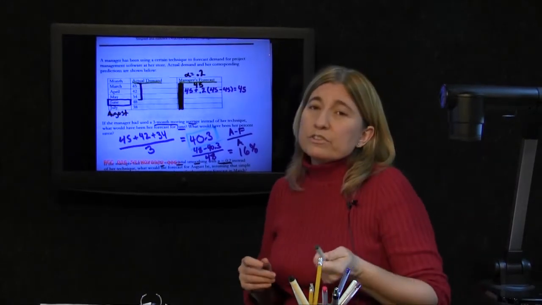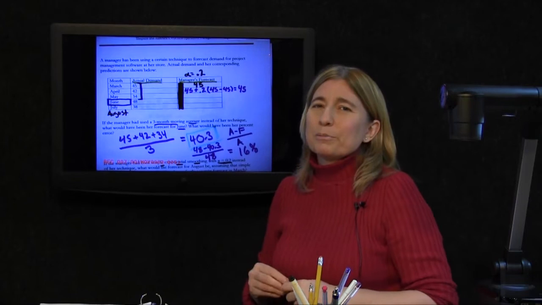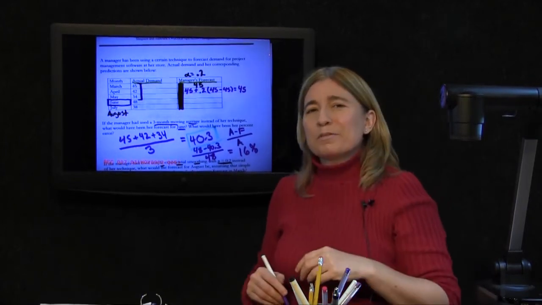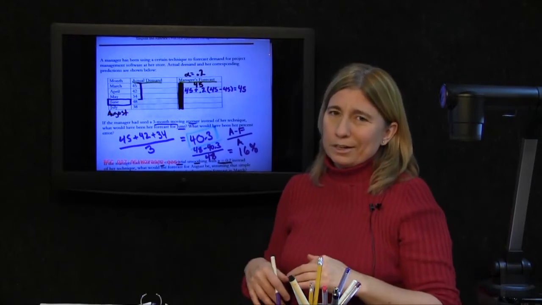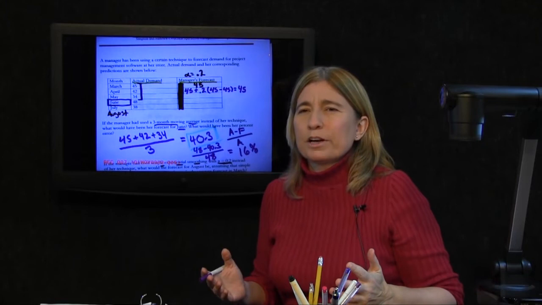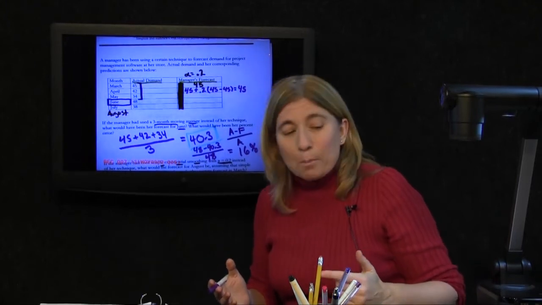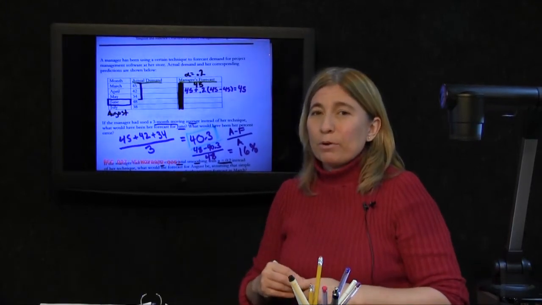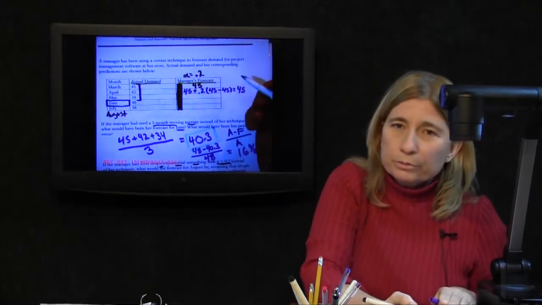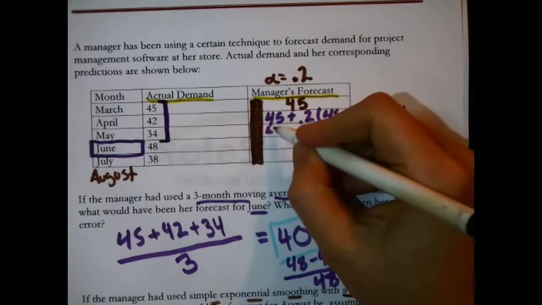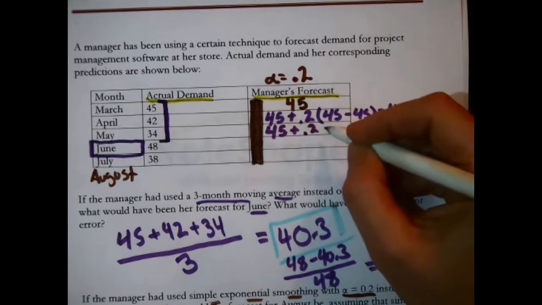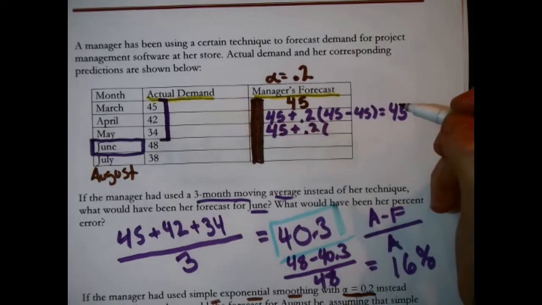And actually the reason is because it was perfectly accurate in March, and that's what simple exponential smoothing does. If a forecast turns out to be perfectly accurate, it keeps it for next time. Anyway, you're saying I don't need the forecast for April, I need the forecast for August. Yes, but now that we have the forecast for April, we can calculate the forecast for May. The forecast for May is 45 plus 0.2 times what actually happened in April.